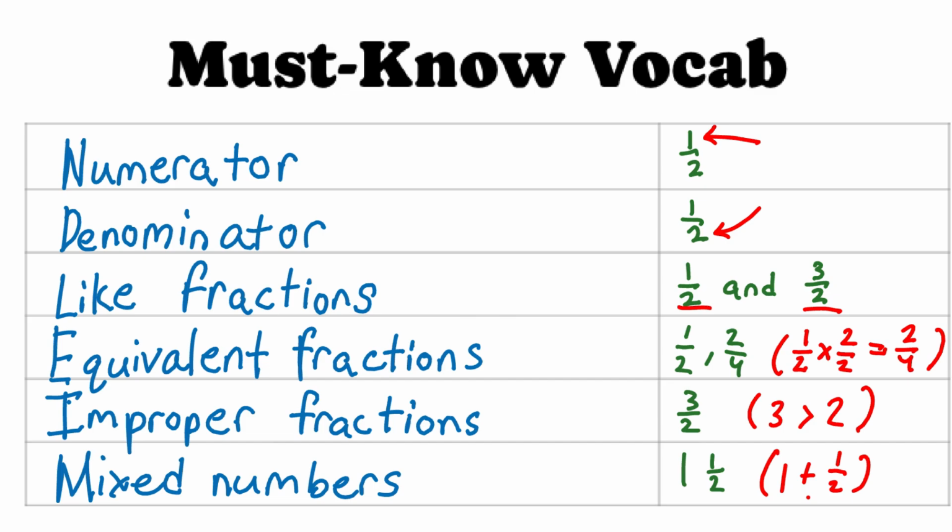Equivalent fractions. These are just basically fractions that are equal to each other. For example, 1/2 and 2/4 are equivalent fractions because they're equal to each other.